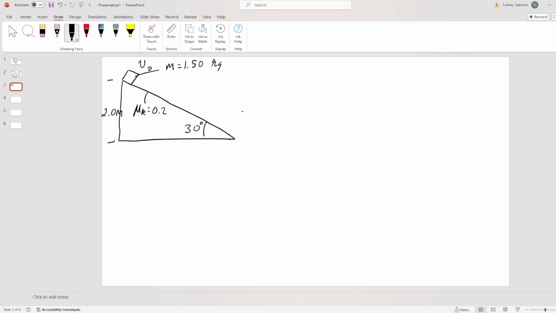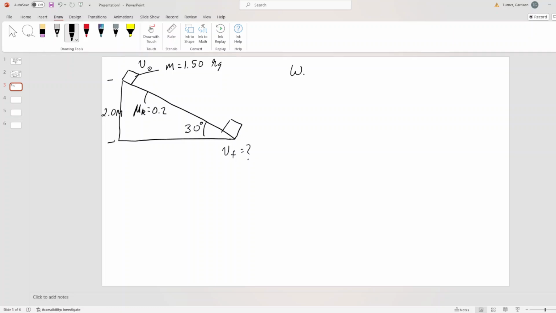Okay, so here's the question. When we release the block, what will the speed of the block be at the bottom of the ramp? Okay, what will the speed of the block be at the bottom of the ramp? So we want to do this from the work energy considerations.